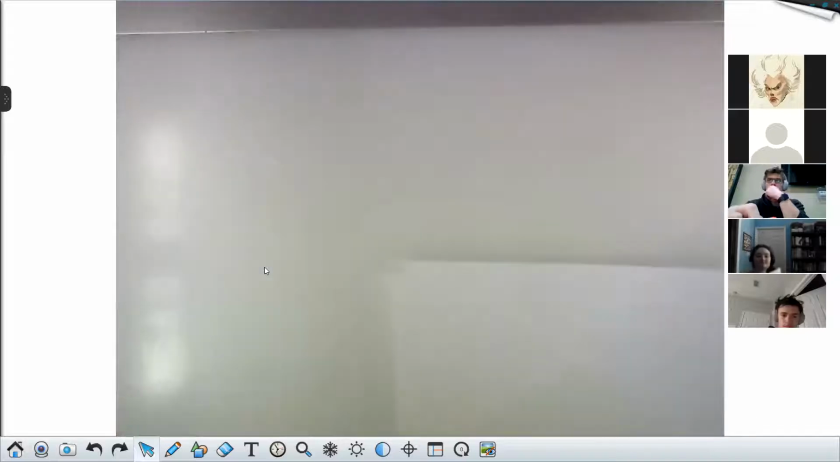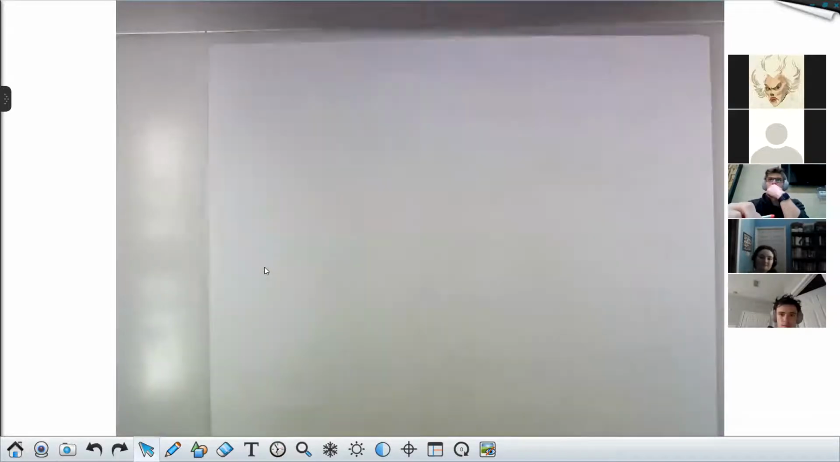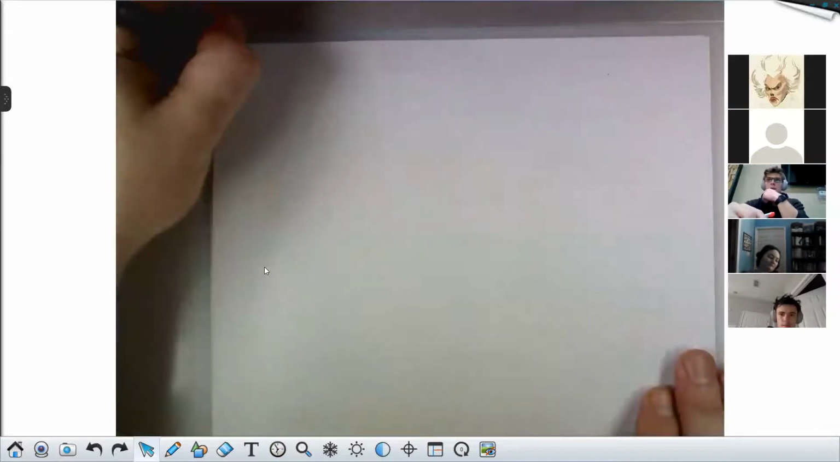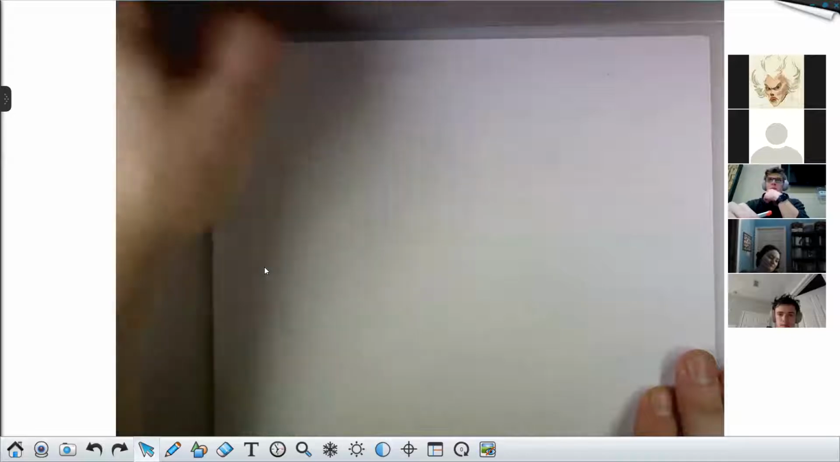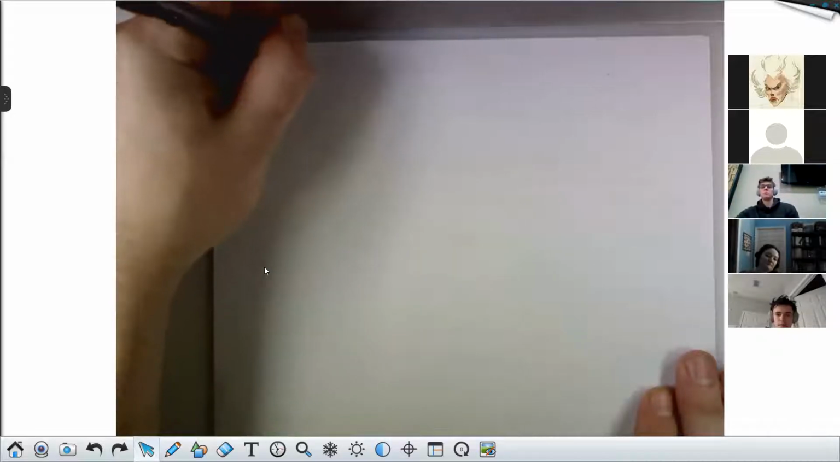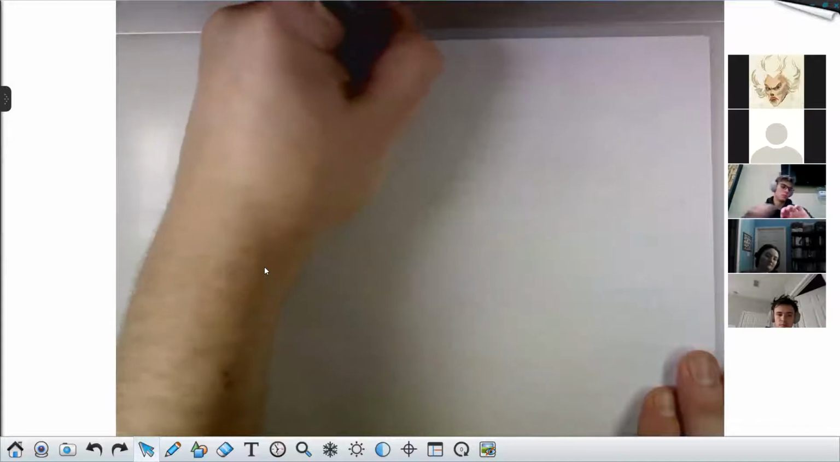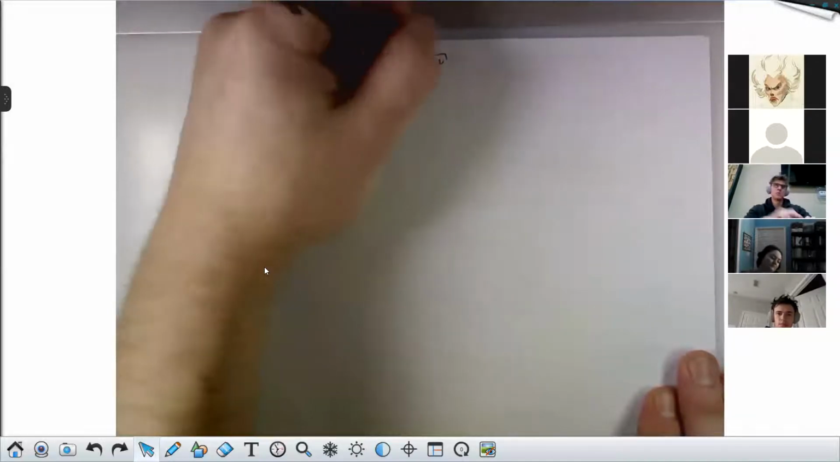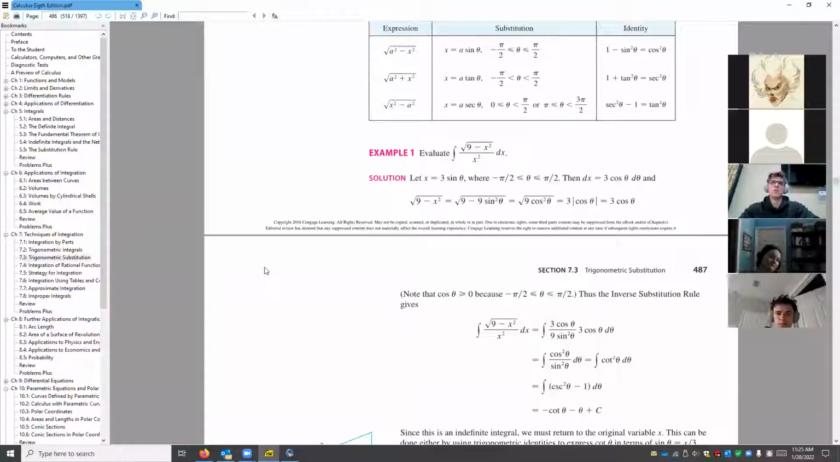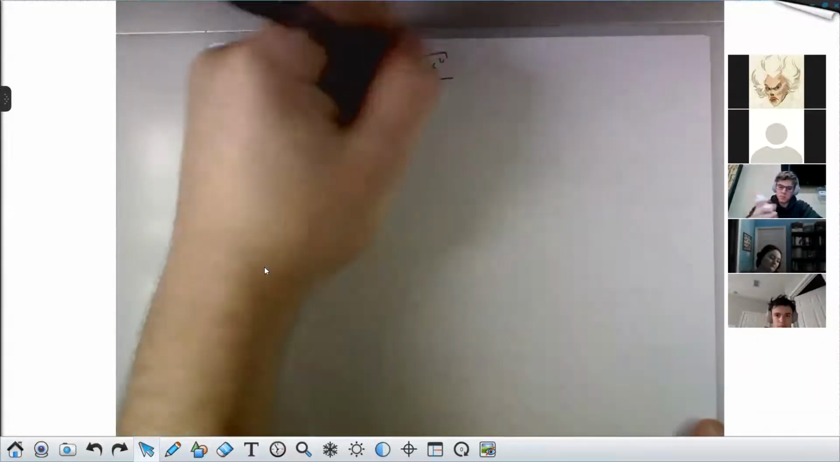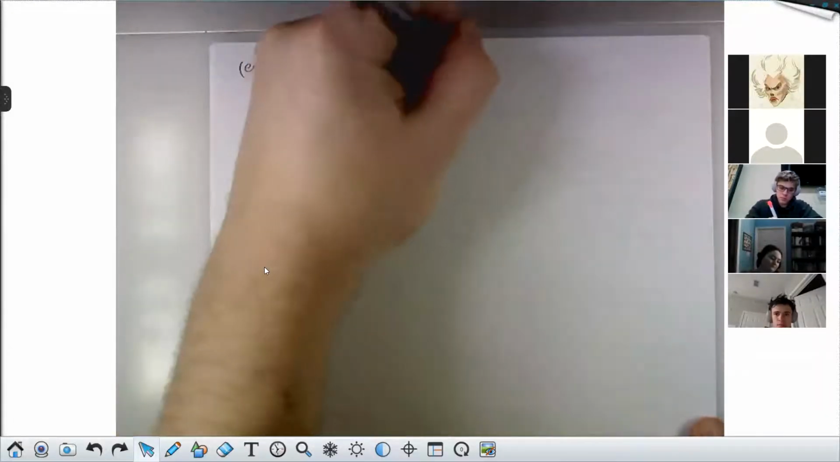So gentle example first. Let's evaluate the integral of the square root of 9 minus x squared. Was it just x or x squared? X squared. Dx.